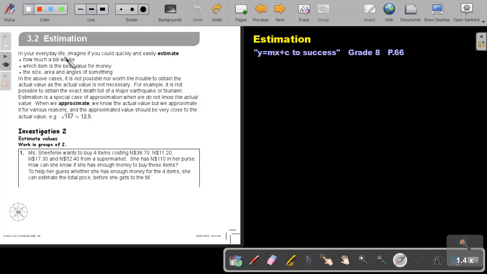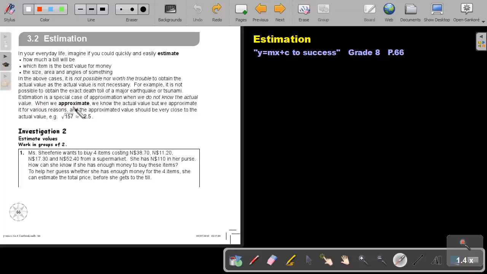In your everyday life, imagine if you could quickly and easily estimate how much a bill will be. Which item is the best value for money? The size, area, and angles of something. In the above cases, it is not possible nor worth the trouble to obtain the actual value, as the actual value is not necessary. For example, it is not possible to obtain the exact death toll of a major earthquake or tsunami. Estimate is a special case of approximation, when we do not know the actual value.